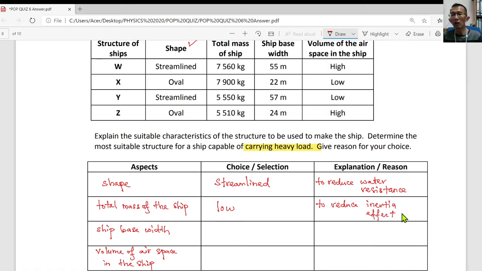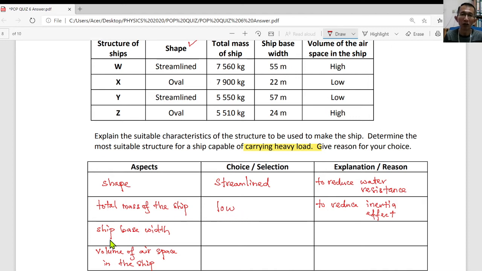Remember that in inertia, heavier object will be more difficult to move and also will be more difficult to be stopped. The ship is a very huge object with very high mass. So we need the ship to be able to move more easily and at the same time to be able to stop more easily. That's why we choose a ship with low total mass.